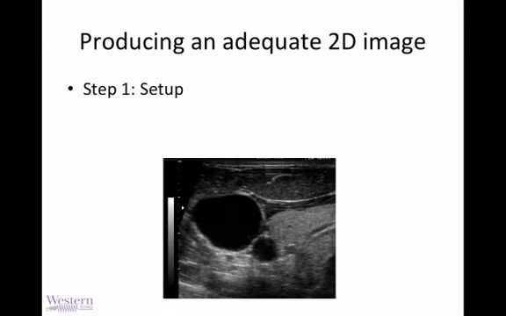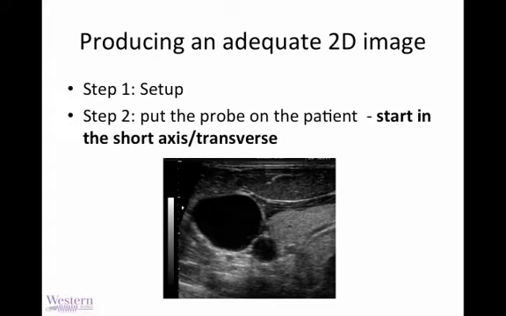Now, to produce an adequate 2D image, of course, you must set up for a procedure as you would for any other procedure. And in particular, I would like to emphasize the need for an extra set of hands to help you get the probe into the sterile sheath and to help you operate the machine once you're set up and sterile. And the other big thing to do, of course, is to talk about how to put the probe on the patient, how to look around to see if you are on the right side of the neck or the correct side of the neck to do the procedure.